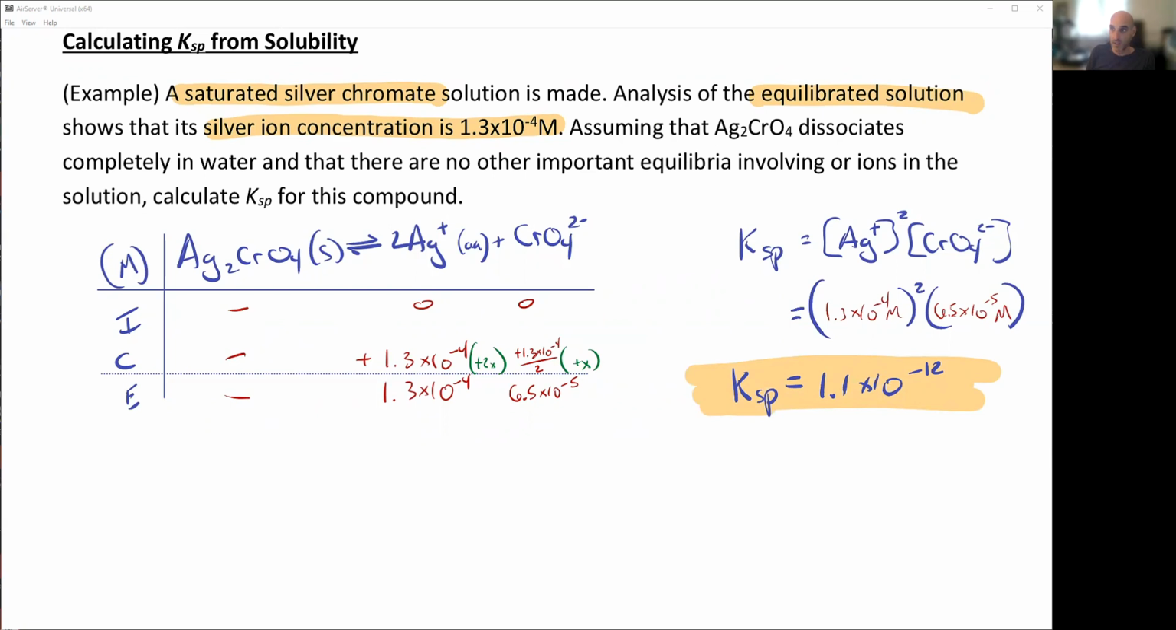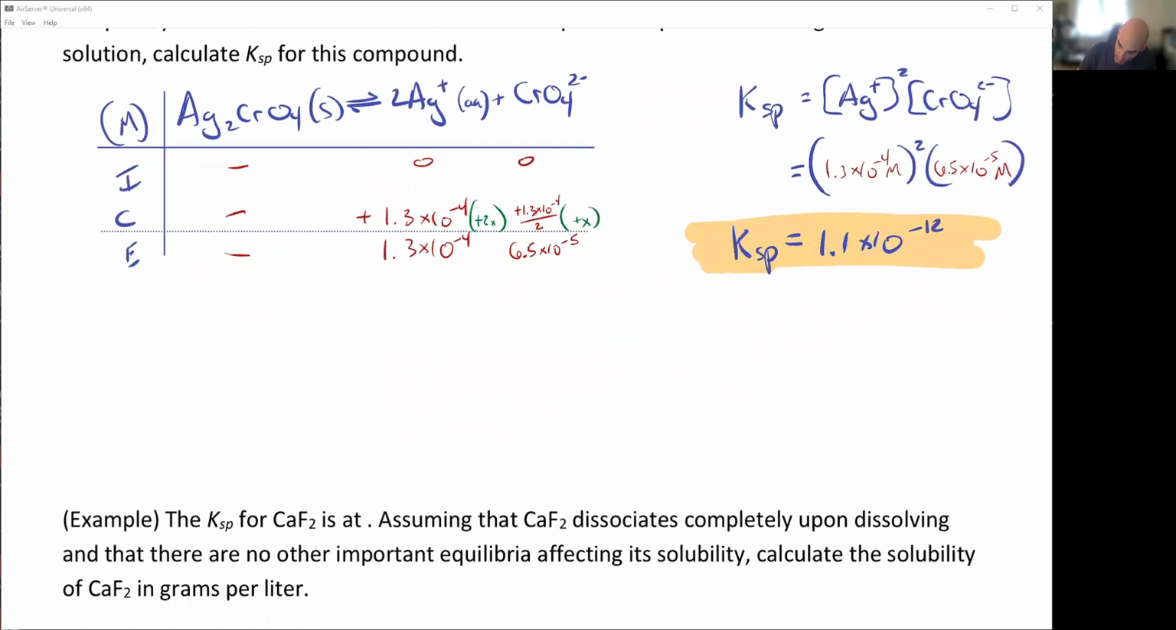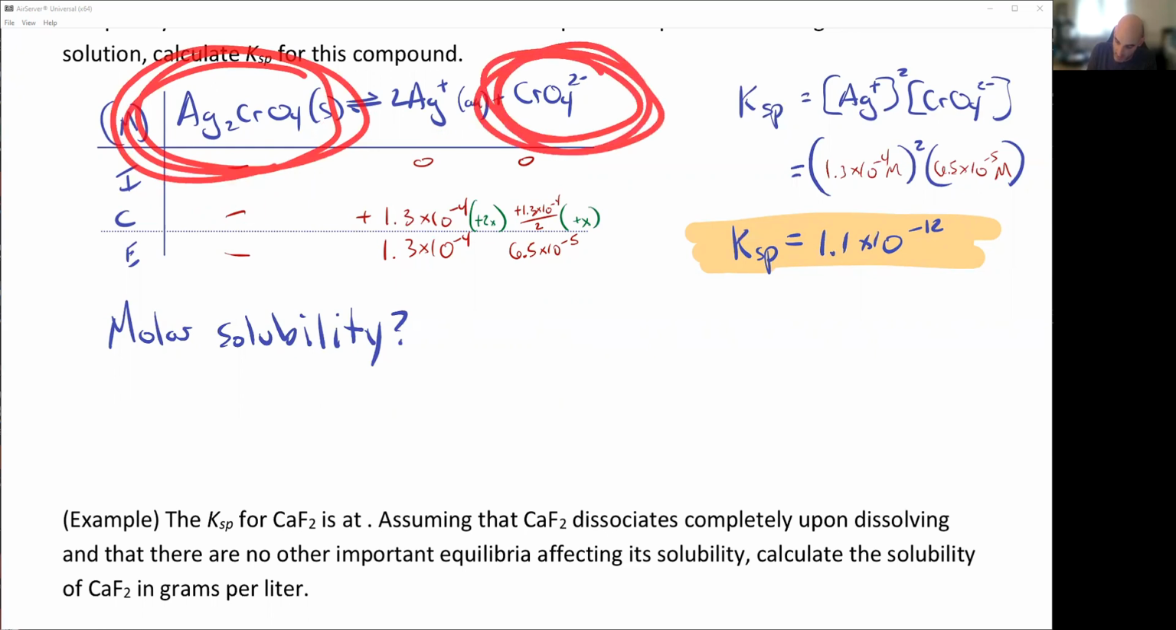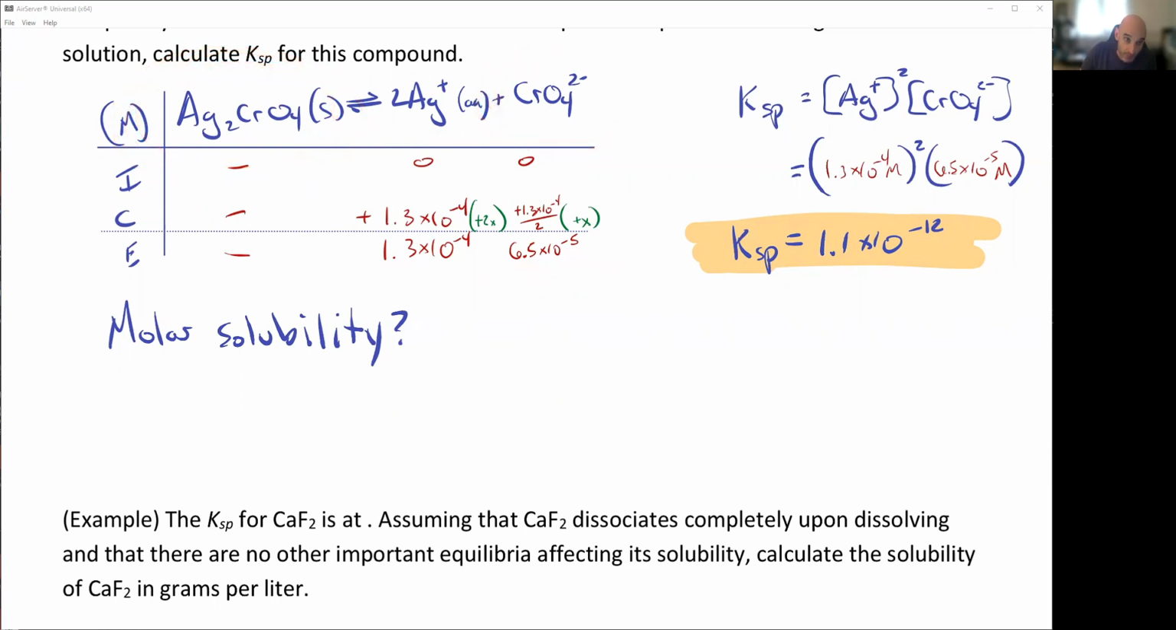So that was the Ksp. What is the molar solubility? Again, molar solubility is just the X value, or how much of the Ag2CrO4 solid I lost. For every one of these, I'm gaining 2 Ag. That's not a good comparison, because for the next one, for every one of these I am gaining one of these. So if I have 6.5 times 10 to the minus 5 molar chromate in solution, what that means is my molar solubility for this substance is going to be 6.5 times 10 to the minus 5 molar, which is, again, just the value of X.